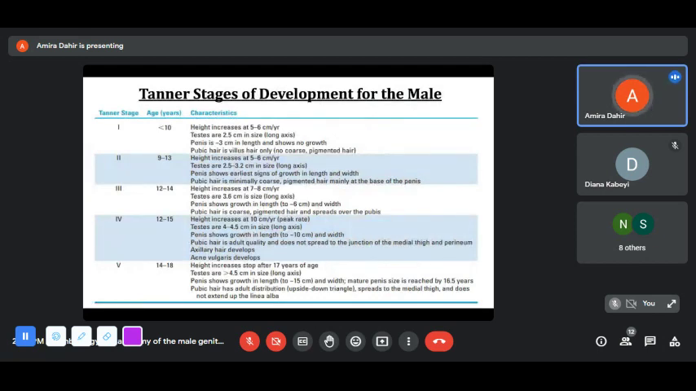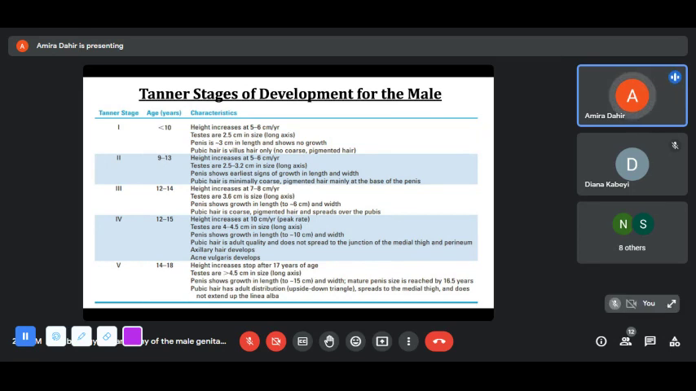We can briefly touch upon Tanner stages of development for the male. We have stage 1, which coincides with 10 years of age or less. In this stage, we see a height increase of 5 to 6 centimeters per year. The testes are 2.5 centimeters in size, that is the long axis. The penis is 3 centimeters in length and shows no growth. Pubic hair is vellus hair only, not coarse or pigmented hair.